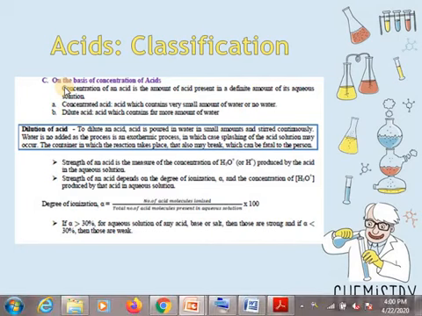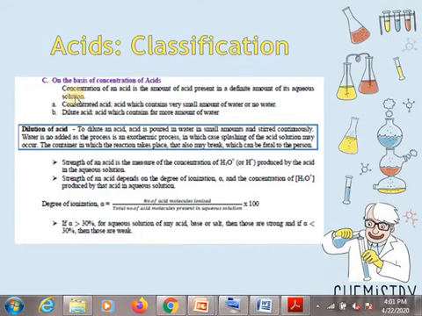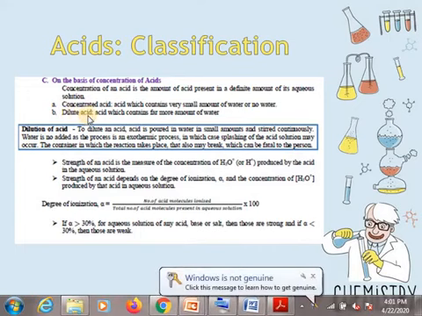On the basis of the concentration of the acid, we have concentrated and dilute acid. The concentration of an acid is the amount of acid present in a definite amount of its aqueous solution. In concentrated acid, there is a very small amount of water or no water at all. Dilute acid contains more water than the concentrated acid.